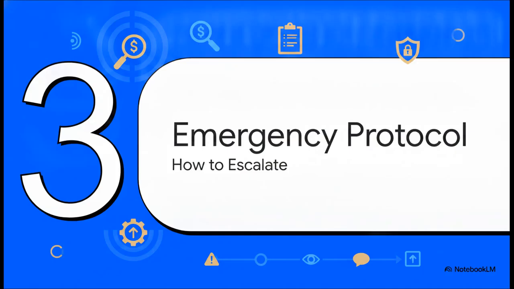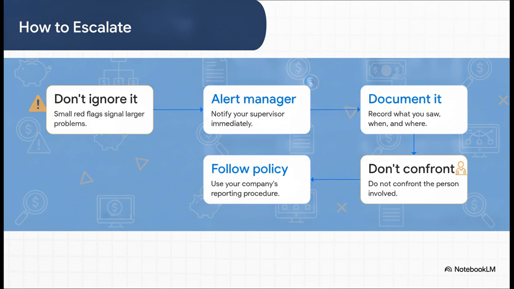So let's say your radar just pinged. You've spotted one of these red flags. What do you do next? We move to Section 3, Emergency Protocol, how to escalate. Let's walk through the exact steps you need to follow the very moment you see something suspicious. Here is your 5-step strict protocol.